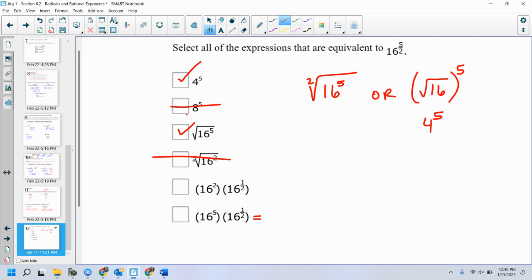These are like bases, right? What do I do with the exponents if I'm multiplying the bases? I add them, right? So this would be like 16 to the 5.5 power. What would this one be? 16 to the what? 2.5. People, what's 5 divided by 2? So that is actually equivalent.